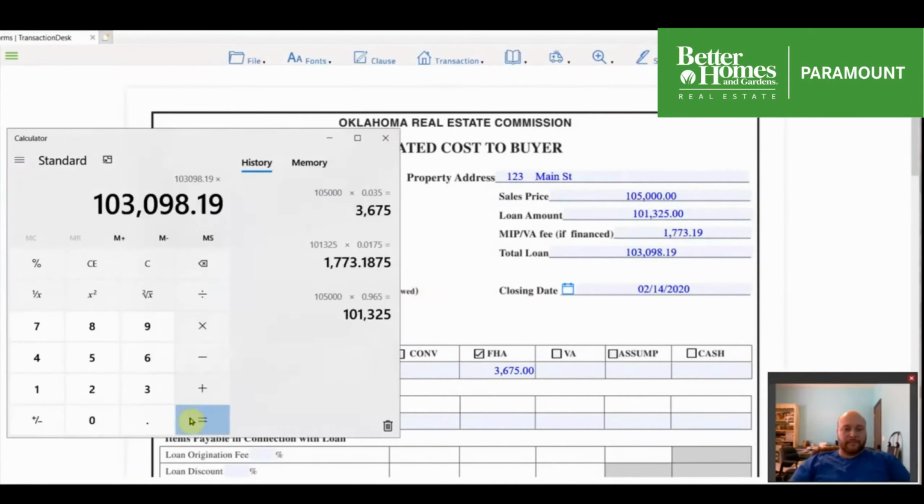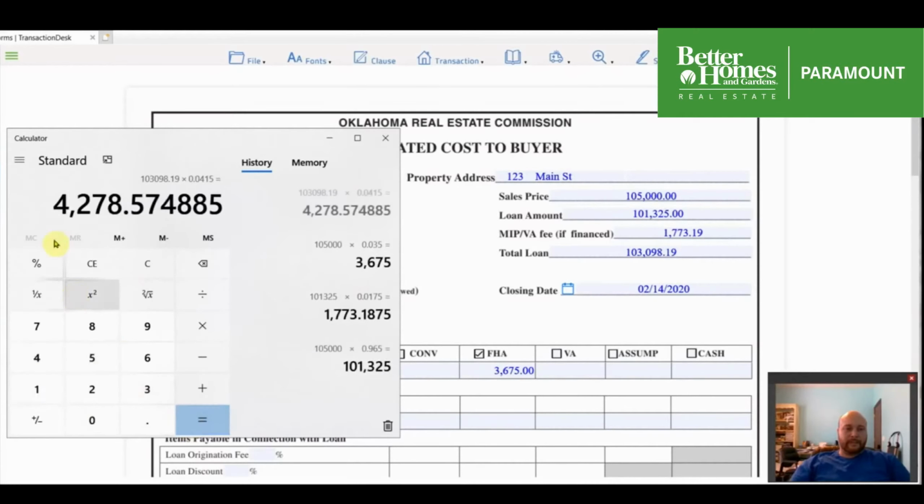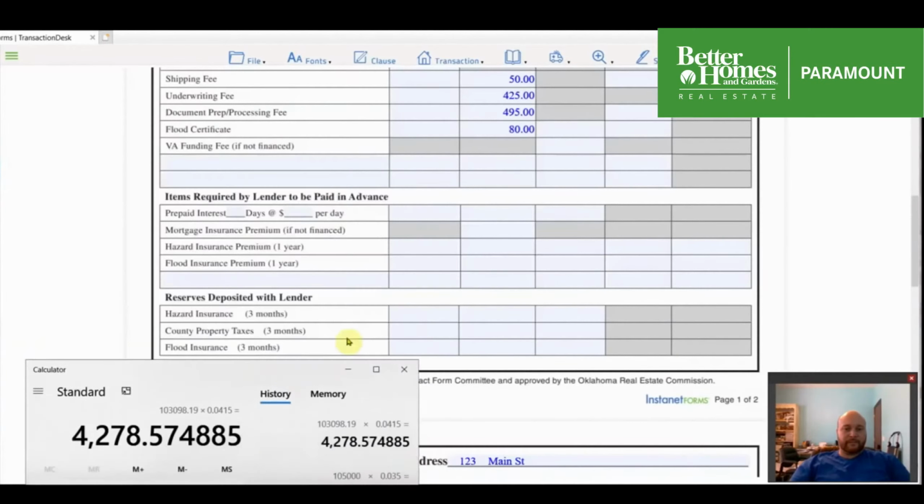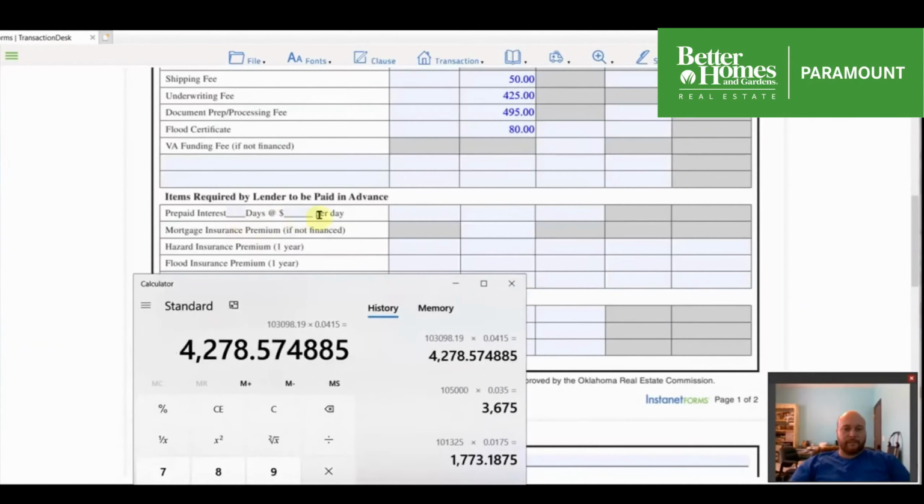Just use 4.15 for example. So you take the amount of the loan and multiply it by the current interest rate. So let's say it's 0.0415, and that's going to give you your annual interest. So once you have your annual interest right there, we're filling in this portion right here, interest on the loan.